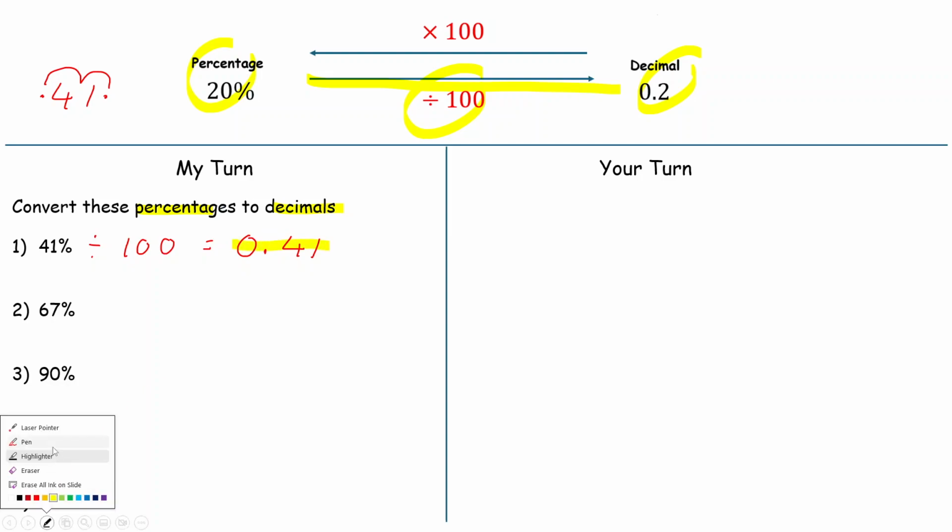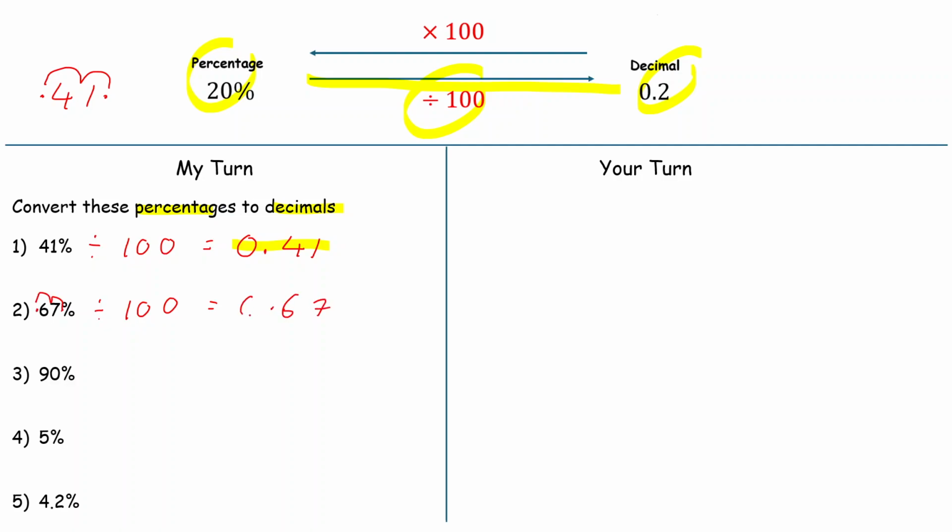The second one, again, you divide it through by 100. So if we do that, your point effectively is here, and it's shifting back by 1, 2 spaces to give you 0.67.